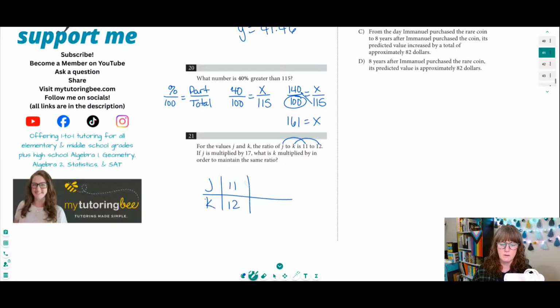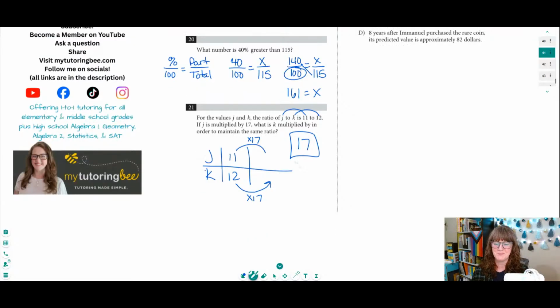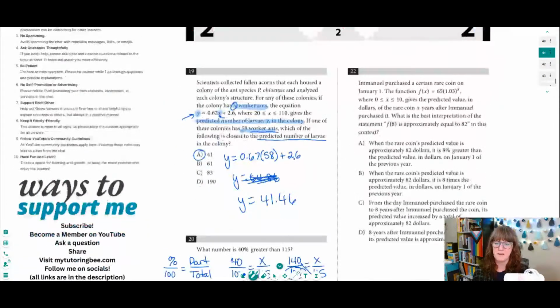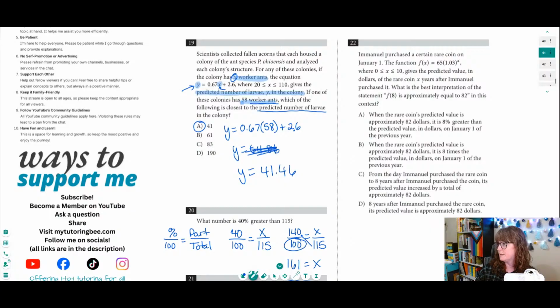If j is then multiplied times 17 to get whatever this new number is, then we would also have to multiply times 17 to get the new number for k in order to maintain that same ratio. And we don't even have to do that multiplication. That's not what they're asking for. They're just asking what is k multiplied by. So it would have to be multiplied by 17. All right. On to the next problem.